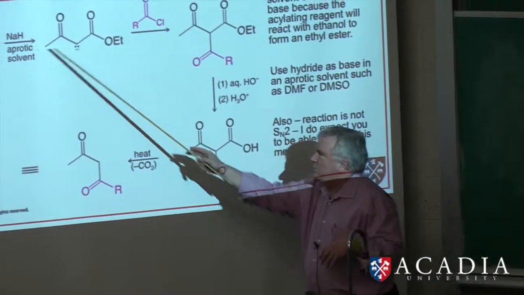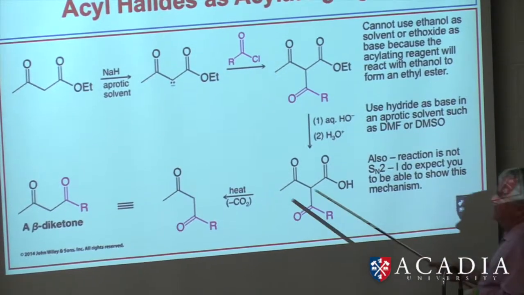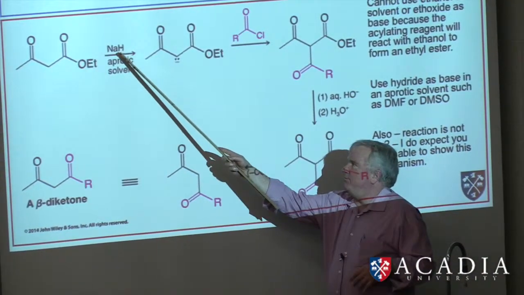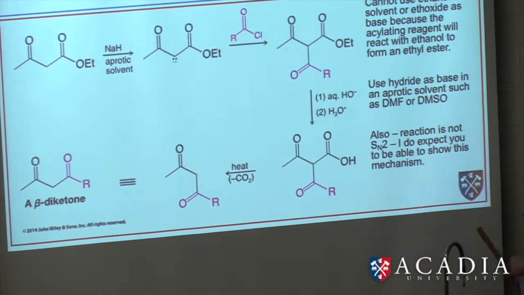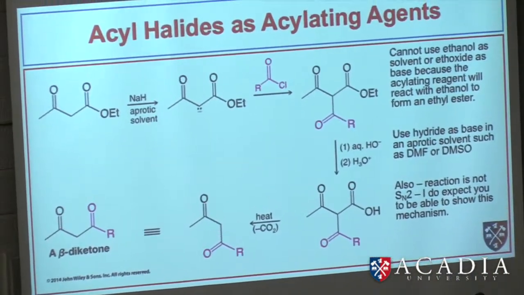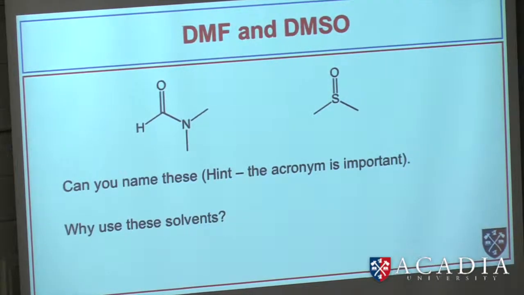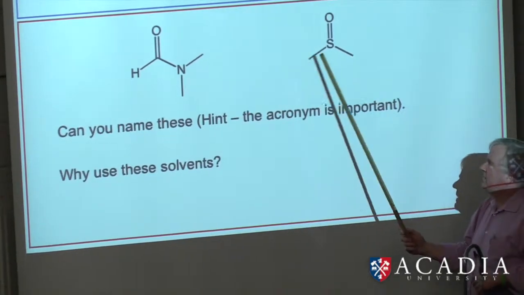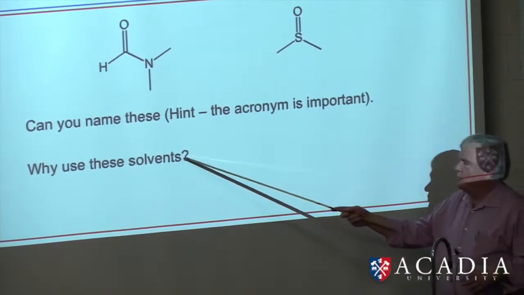So we have to use an aprotic solvent. Aprotic because this is a decent enough base and it would pull off a proton on the solvent if we didn't have an aprotic solvent. So we typically use DMF or DMSO. Here's DMF, and this is DMSO. And I've just answered this question, why we use these solvents.